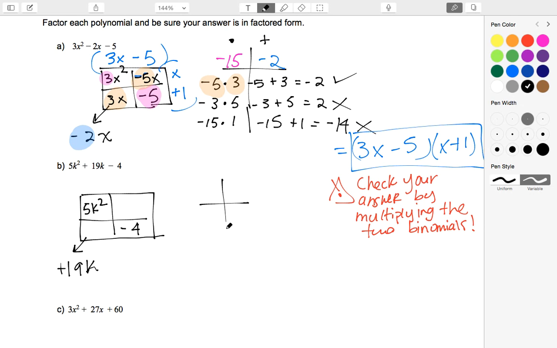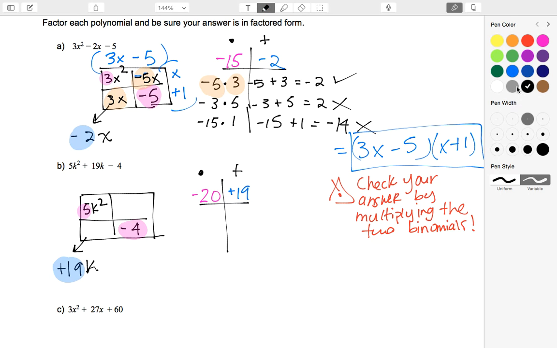So then I'm going to go ahead and set up my product and sum chart. And to find the product, I go ahead and multiply that leading coefficient times my constant, and I get negative 20. And then I identify my middle coefficient, which is positive 19. And so that's what I want them to add up to, positive 19.